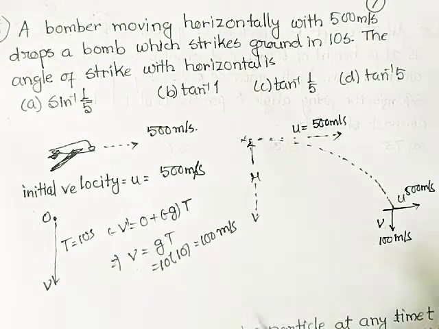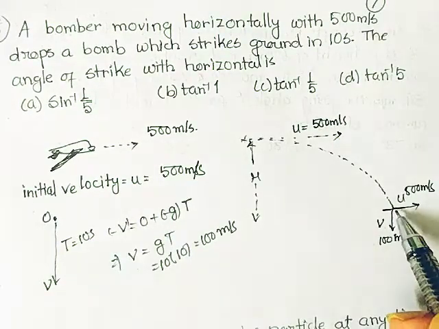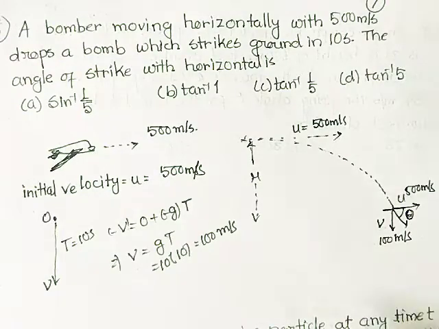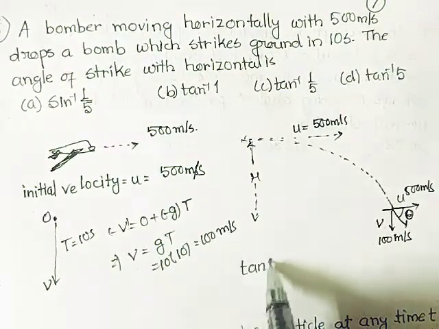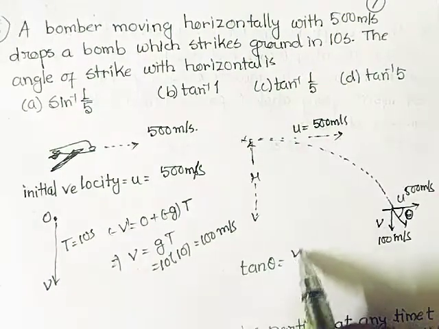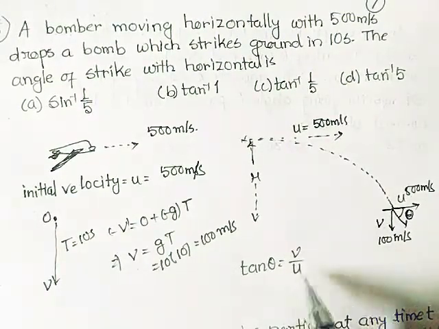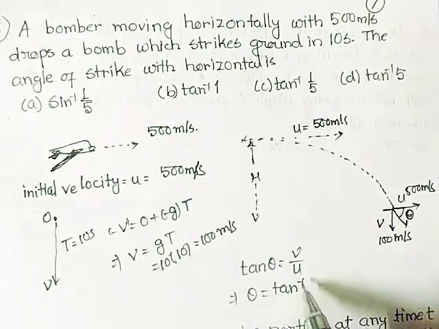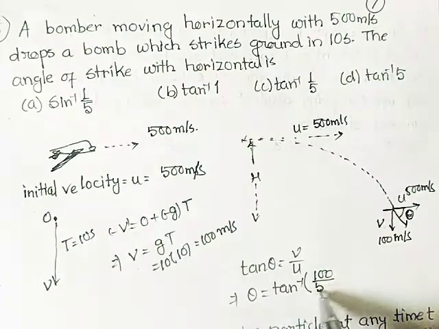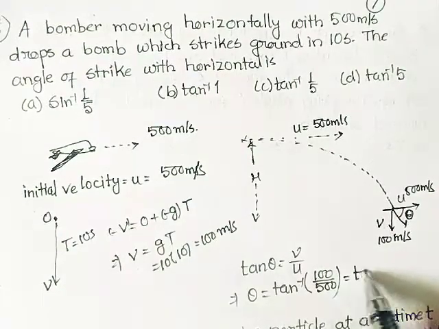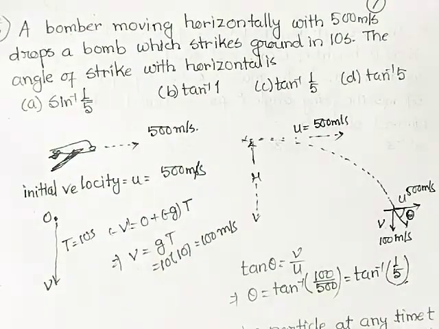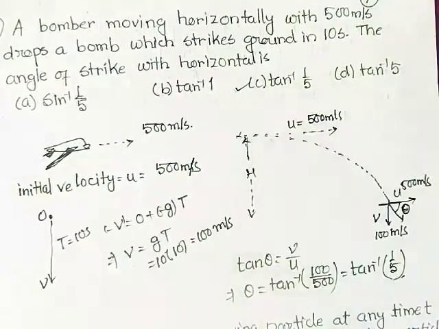The question is the angle with which it strikes the ground. If I say it is theta, this is the angle with which it strikes the ground. So obviously tan theta should be equal to v by u. So theta equals tan inverse, where v is 100 and u is 500. So it becomes tan inverse 1 divided by 5. This option is correct.